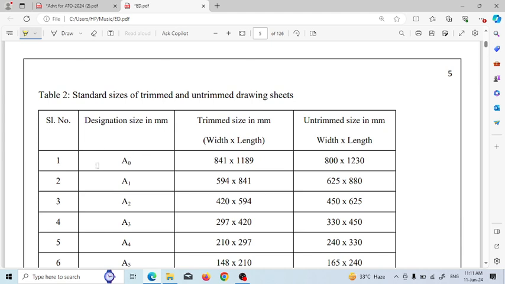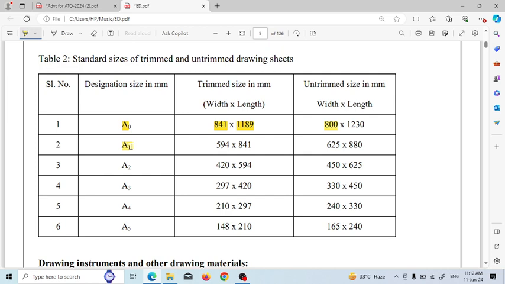The designation is given by A0, the standard size of drawing sheet. A0 means the width and length are 841 and 1189. This is the trimmed size and this is the untrimmed size. Untrimmed size means it is not the standard size. So next we have to remember A0, that means we have to remember the trimmed size, that is 841 into 1189, the width and length.